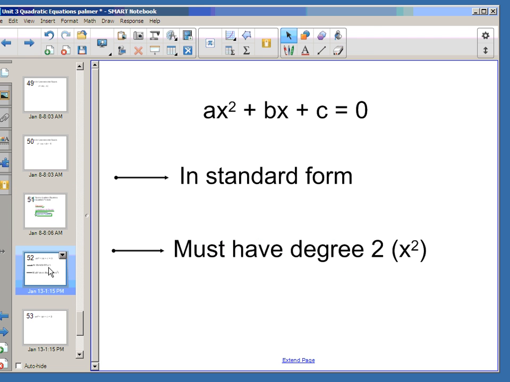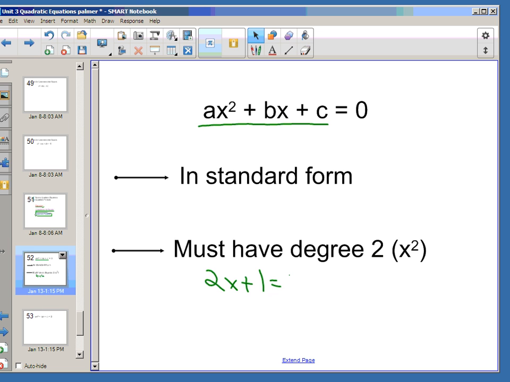All right, well, in order to use a quadratic formula, first of all, the equation has to be written in standard form. So just like this here, ax squared plus bx plus c equals 0. The second thing is you have to have degree 2. Quadratic equations are degree 2, so if you don't have something with an x squared in it, you wouldn't be able to use a quadratic formula. So if you had something like 2x plus 1 equals 0, well, you can't. That's not a quadratic equation. You have to have a squared term, something like 3x squared plus 2x plus 1 equals 0. That you could solve using the quadratic formula because it has degree 2 and it's in standard form.